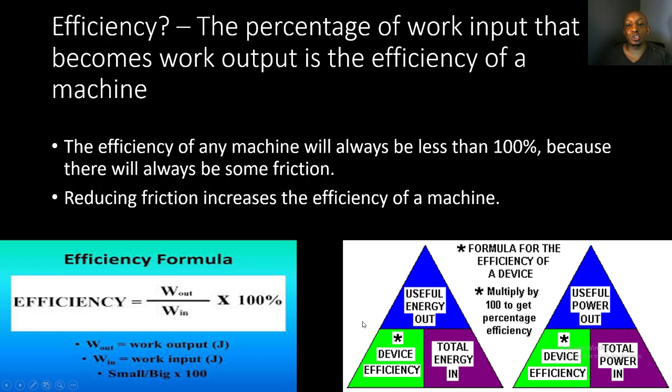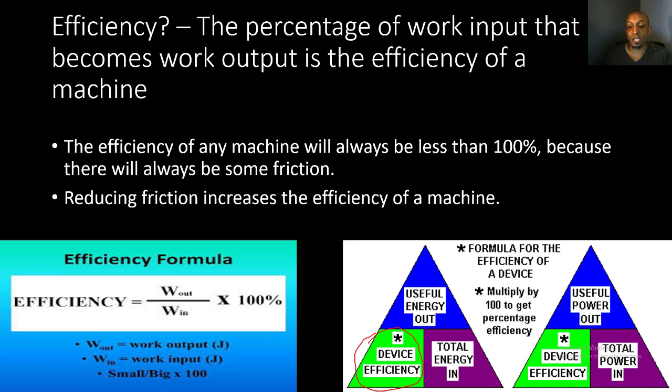Another way we can look at it is by looking at our efficiency triangle formula. Here's our device efficiency, and we want to solve for that. We will take our useful energy output, which is the same as our work output, and divide it by our total energy input, which is the same as our work input. Once we get our number, we multiply by 100 to get our percentage of efficiency.